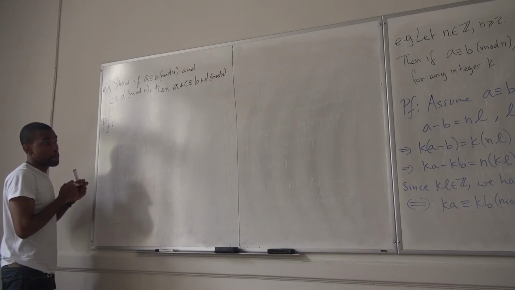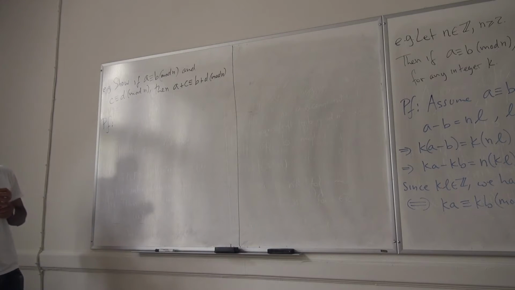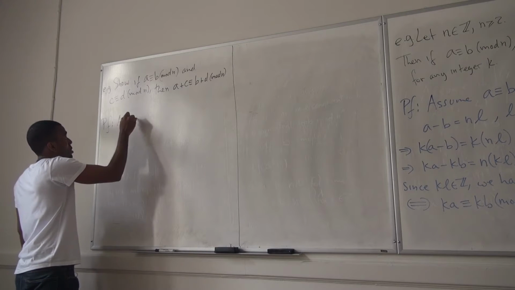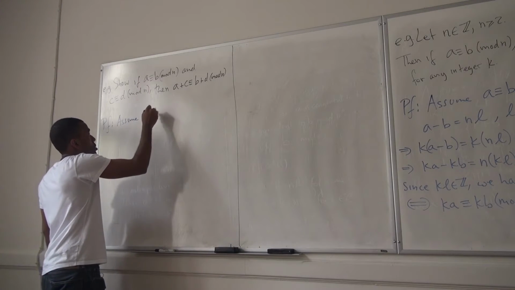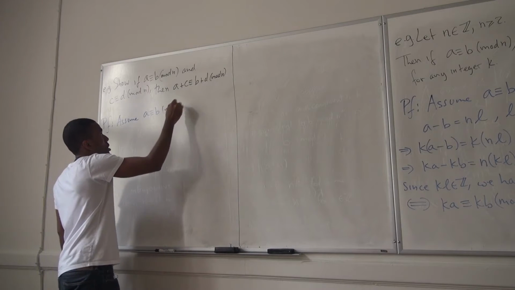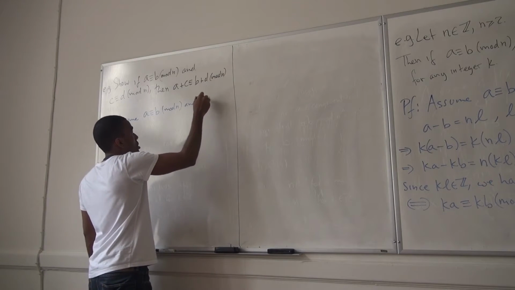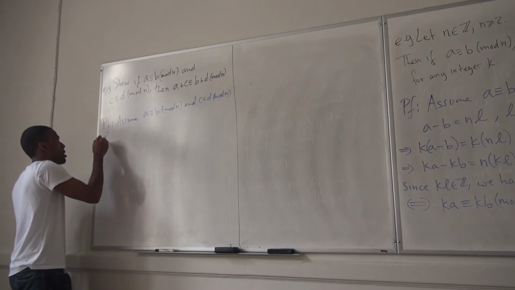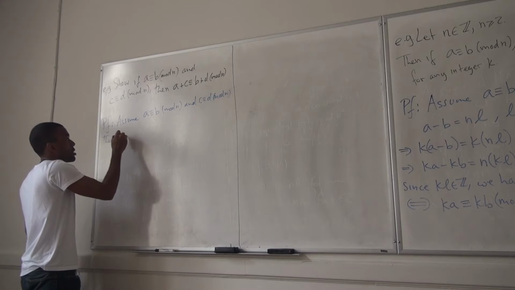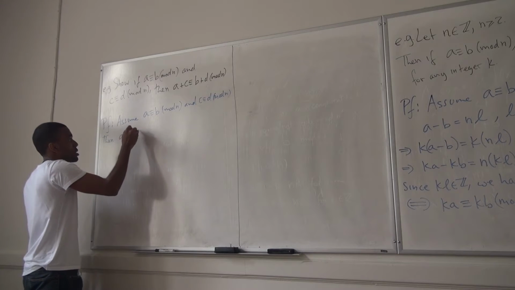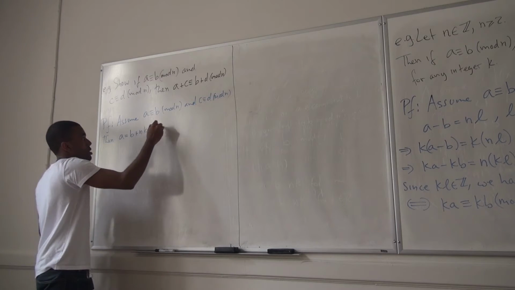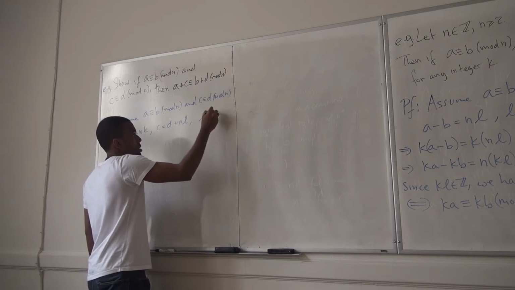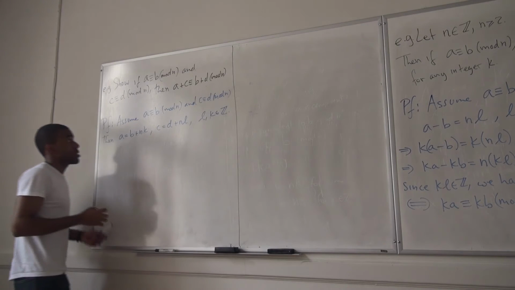How do we start? Direct proof? Assume A is equivalent to B mod n, and C is equivalent to D mod n. Then I can say A is equal to B plus nk, and C is equal to D plus nl, for k and l integers. Okay, then what can I say?